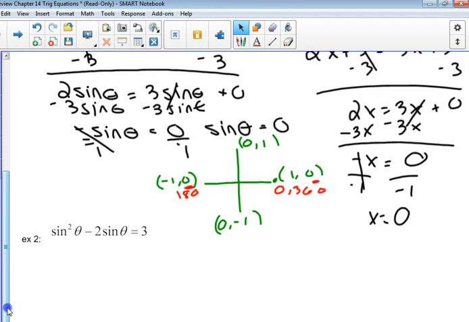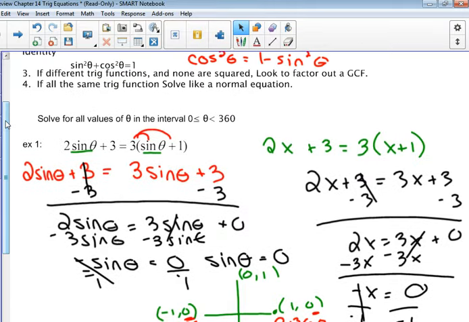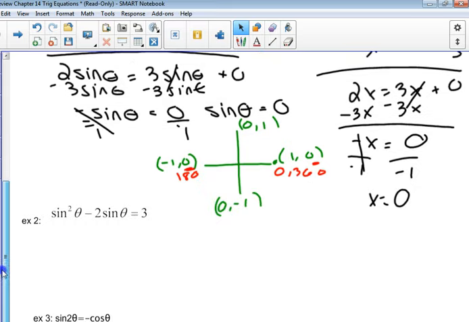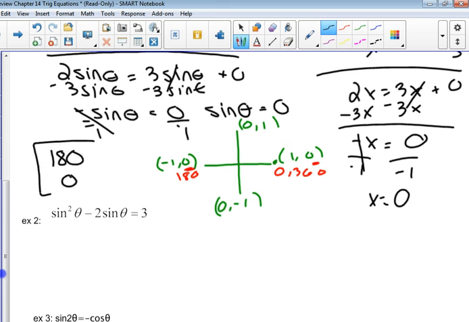Now we also need to look up above at our intervals. With your intervals, you want to include 0, but do we include 360? No. So our final answer is just going to be 180 and 0. You don't want to include the 360 because our interval doesn't include it. Good? So what happens if there was no interval? Oh, they'll always give you one. You'll see it for all the Regents problems. They always have to tell you something.